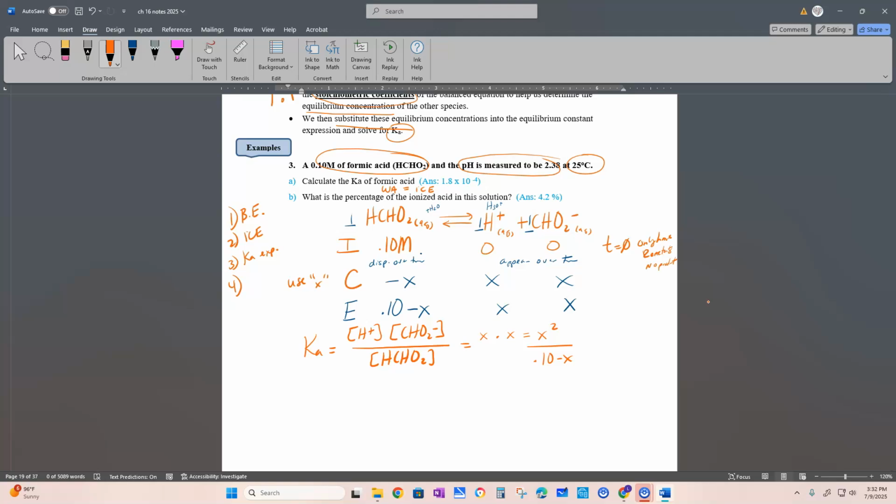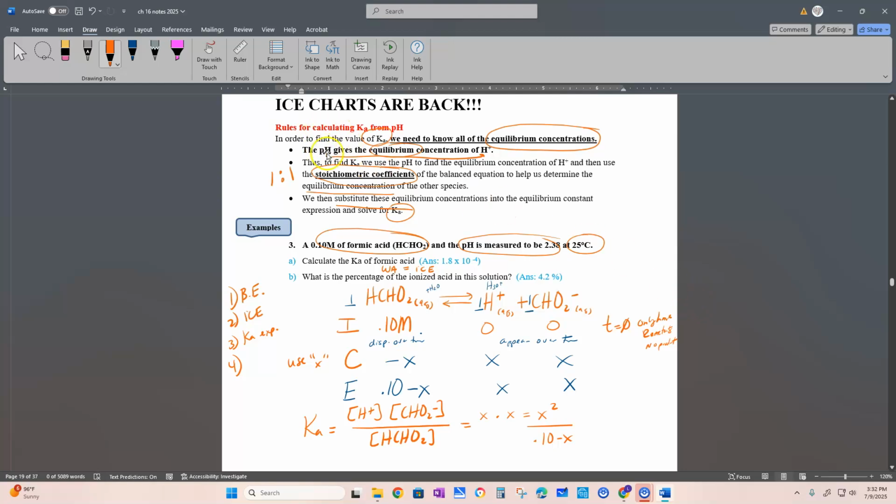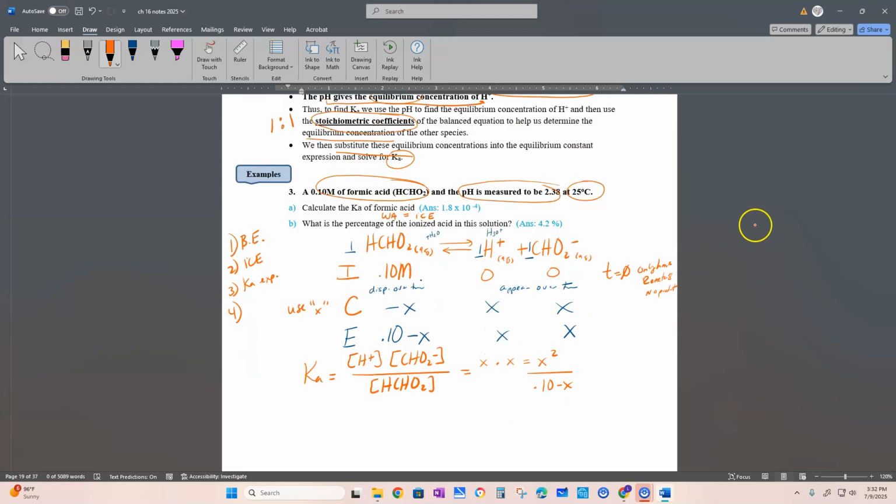Okay, so remember there was another piece of information that they gave us. They gave us pH, okay? And what did we say above? pH gives us the equilibrium concentration of H+. So this pH right here, I can solve for these two, okay? Because remember it's going to give me H+, and then using stoichiometry, I can get that value. So I'm going to put right here using pH. Okay, so pH is 2.38, and to get the hydrogen concentration, I take 10 to the negative 2.38.